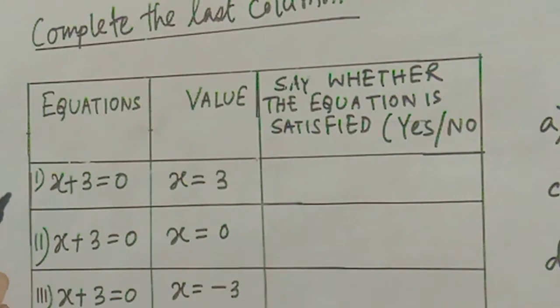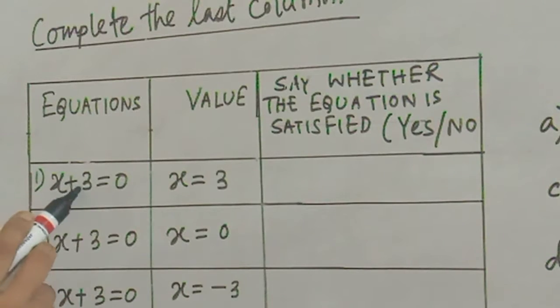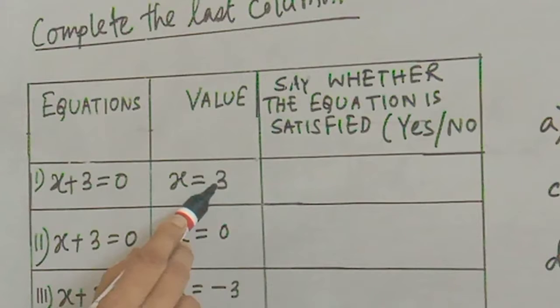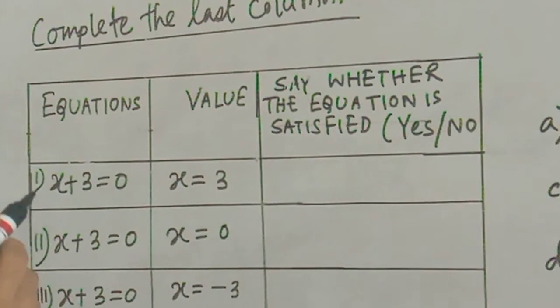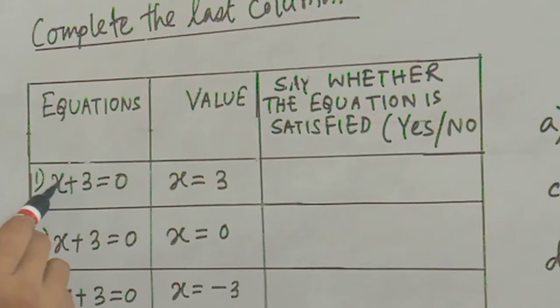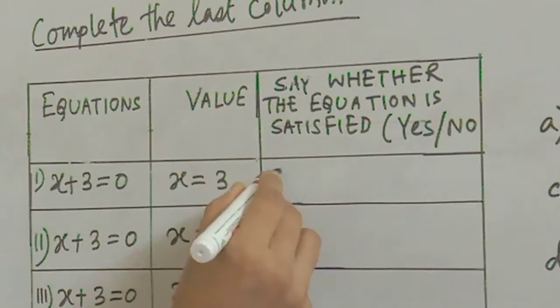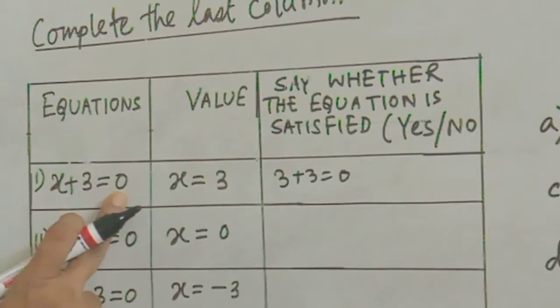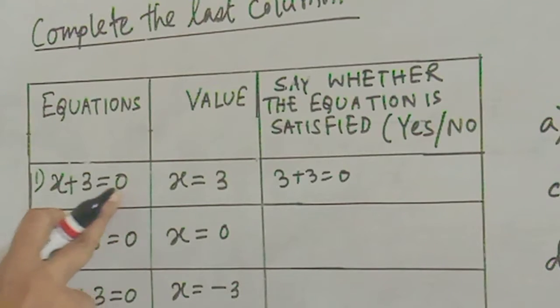Now check the equation. x plus 3 is equal to 0 and the value for x is given here, 3. Now as you have to put the value instead of x, you have to put the value of x is equal to 3. Now what do you get? Then 3 plus 3 is not equal to 0. But the result on the right hand side is showing 0.